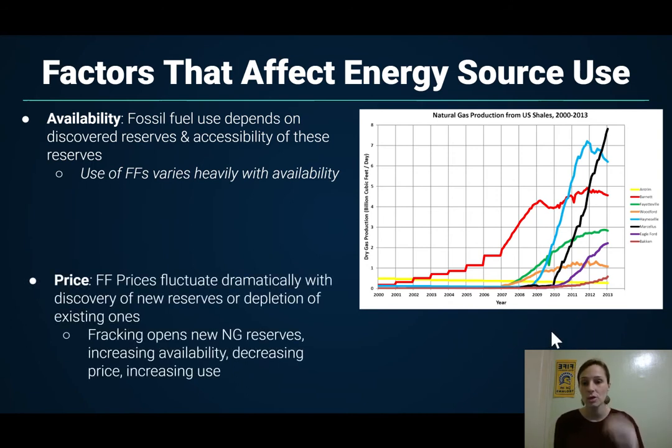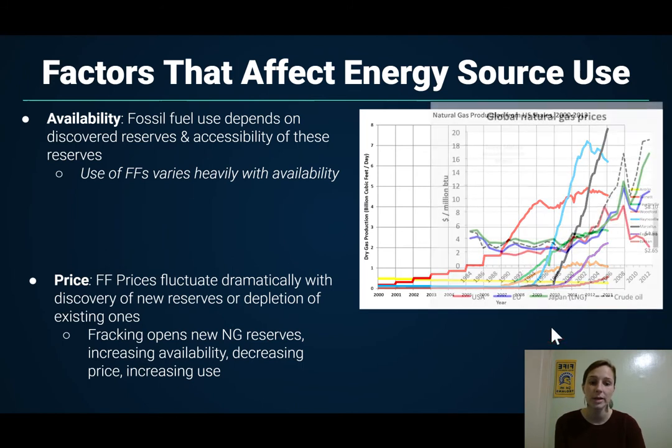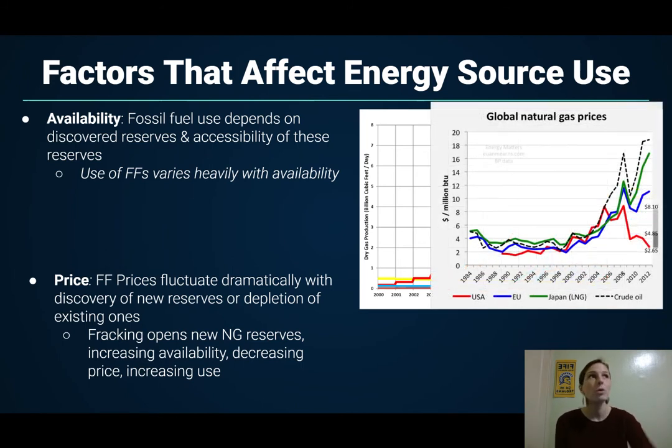Now, another thing that is going to affect fossil fuels is the prices of them. Fossil fuel prices are going to fluctuate dramatically. This is why you see your cost at the gas station change so much from month to month potentially. This price is going to fluctuate dramatically based on new reserves or depletion of existing ones. So, as I said, when we had fracking, making it so that we had increased availability, this was going to decrease the price, which increases its use because now that it's more affordable, we all want it.